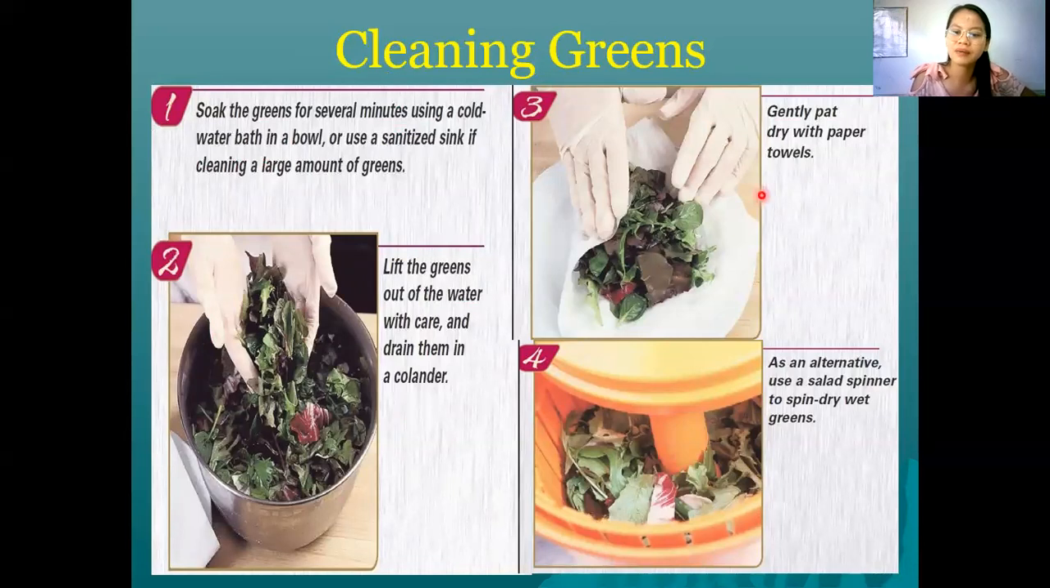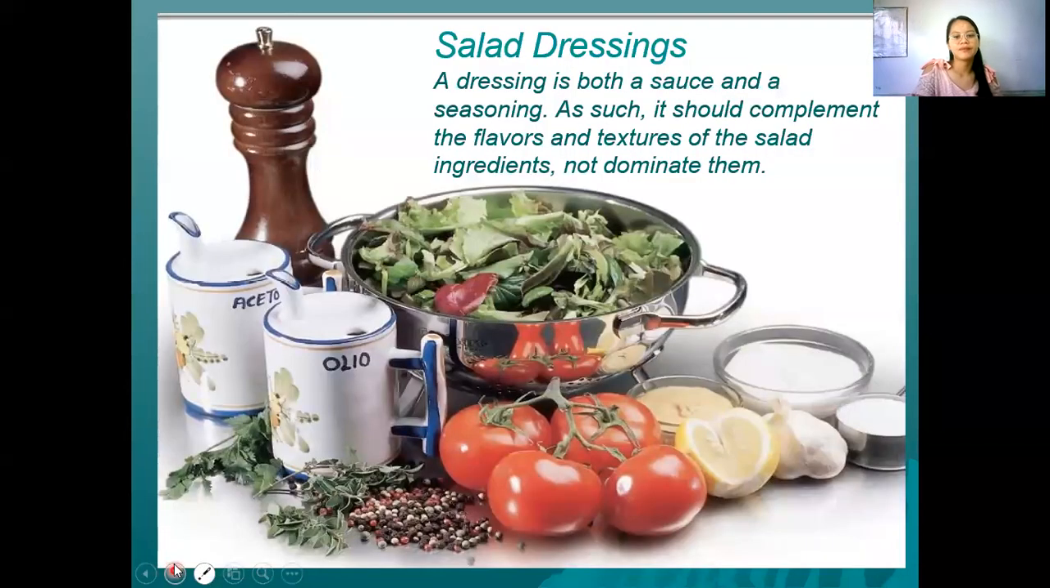And then number three, you need to gently pat with paper towels. And number four, as an alternative, use a salad spinner to spin dry wet greens. Okay, so others will just shake it using the colander. If you don't have a spinner, the alternative way, if you have a colander at home, is to cover it with any plate that fits the top and then shake it until the moisture is out from the greens.